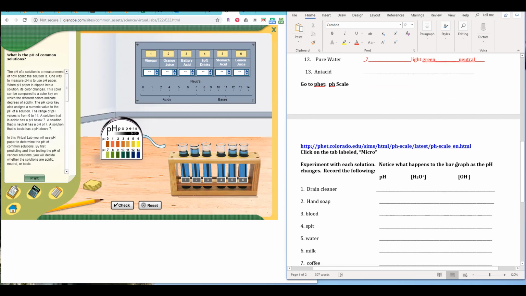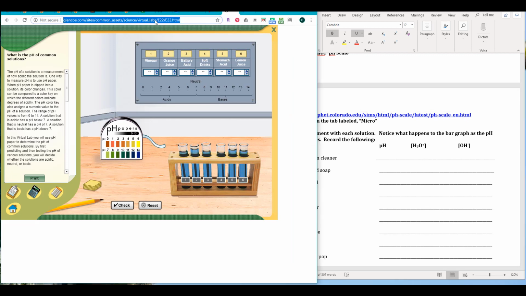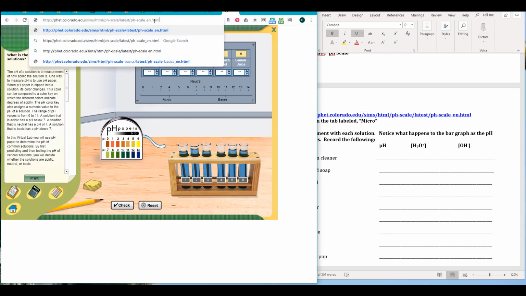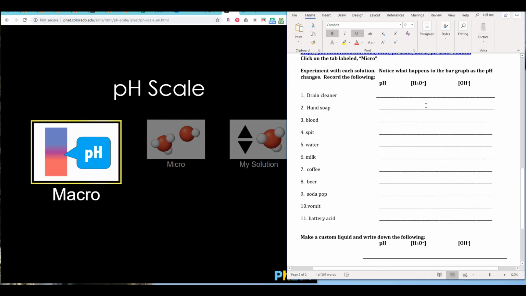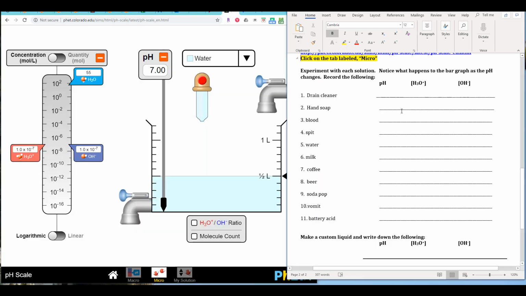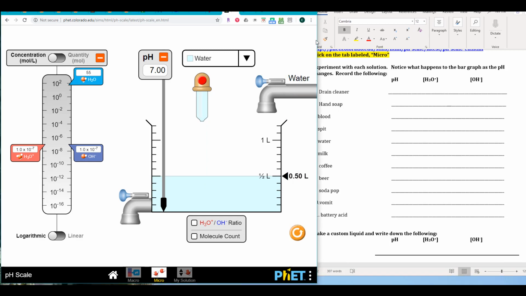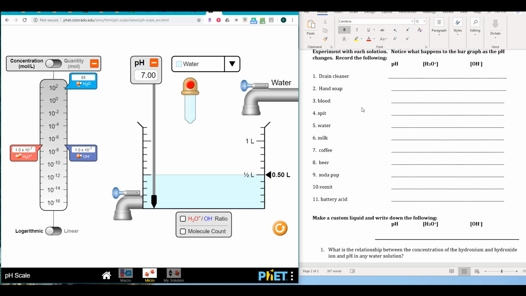Now we're going to go to a different lab. This is called a PhET lab. Okay, so this is like a physics website, so I'm going to just paste in here. And let's see what we're supposed to do here. Okay, we want to click on the tab labeled micro. Do you see that right here? That's not the one that initially comes up, it's right here. Okay, so here we go. This one is going to have us experiment with different solutions. You're going to use each of these, okay, and we're going to just see what's going on.